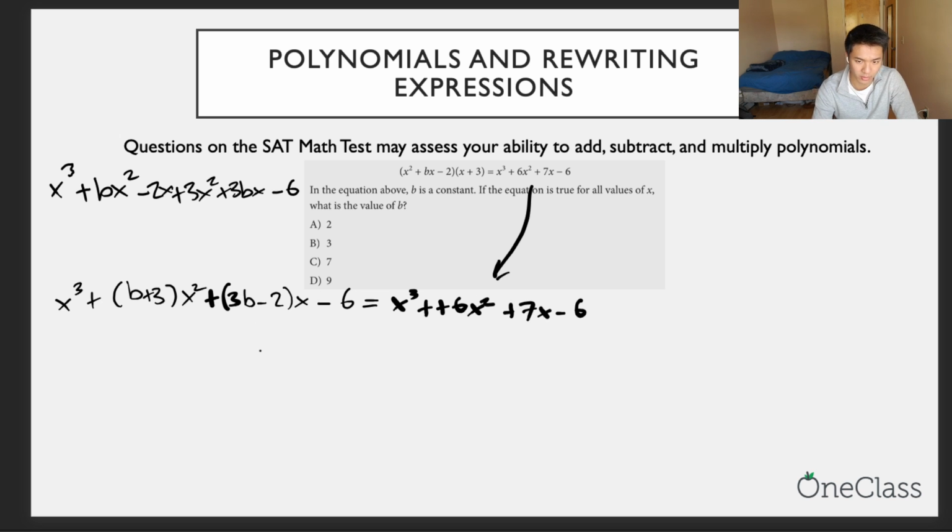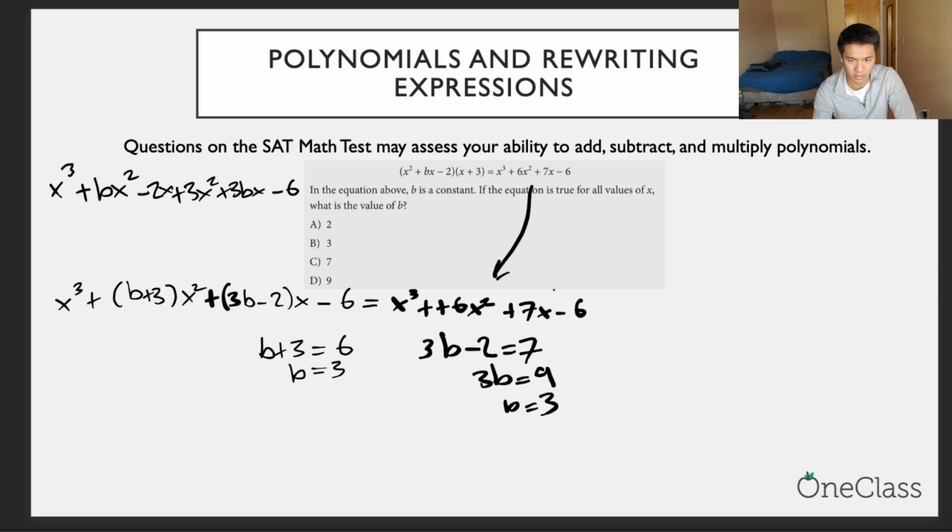So you can solve either of those equations. You get b plus 3 equals 6. That means b equals 3. We could solve the other one. 3b minus 2 equals 7. 3b equals 9. b equals 3. Either of these are going to work, but our final answer is going to be 3.